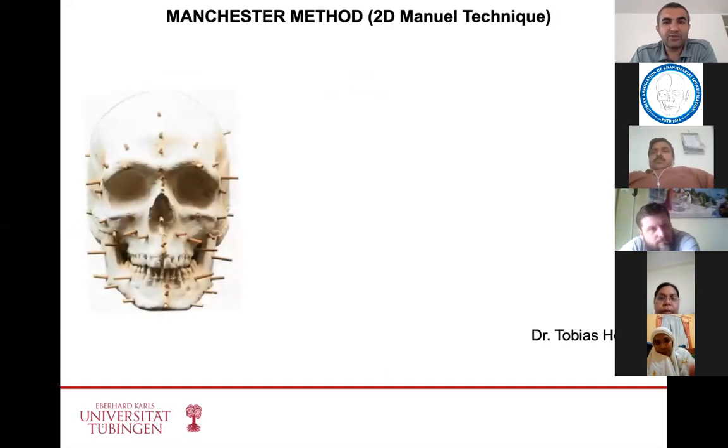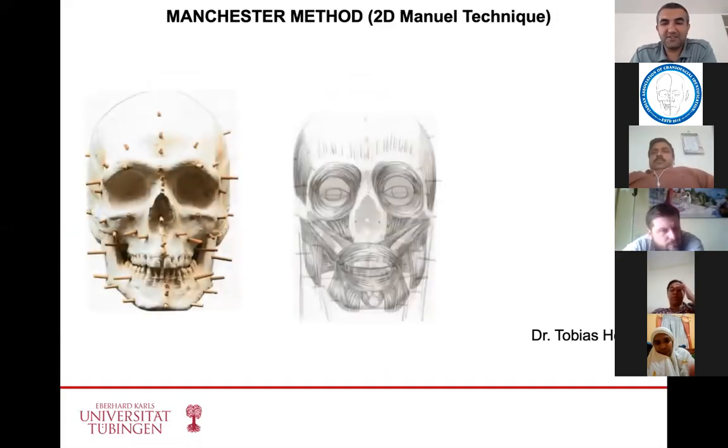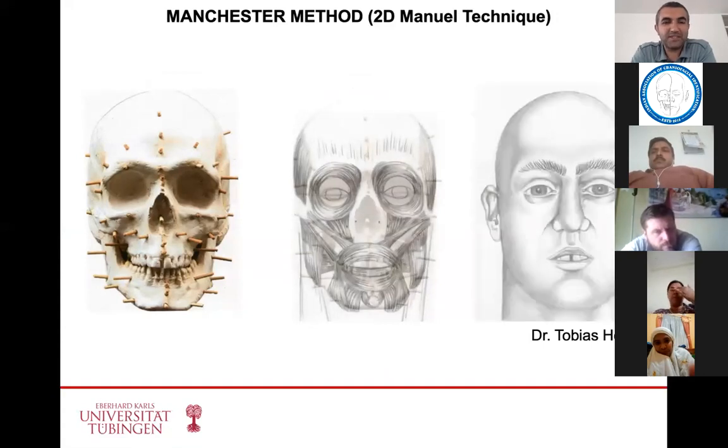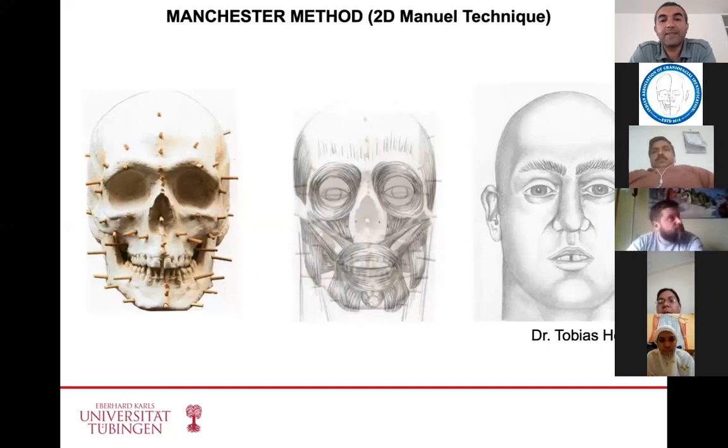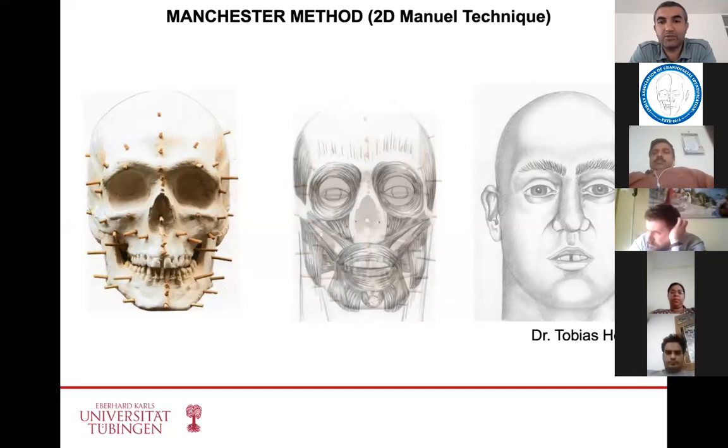If you're good at drawing, I can recommend it. Basically, you first apply the anthropological analysis and get the biological profile of the skull, and then you attach the facial soft tissue thicknesses on the skull, and then you take a 2D photograph from a Frankfurt horizontal plane, and then you apply the facial muscles by drawing onto the page, and at the end you reach the face. This study is the work of a friend of mine, Dr. Tobias Houlton, from South Africa.